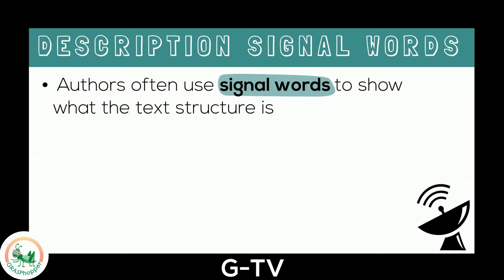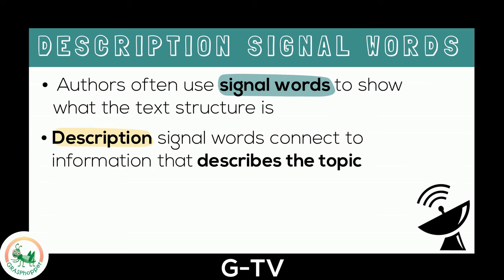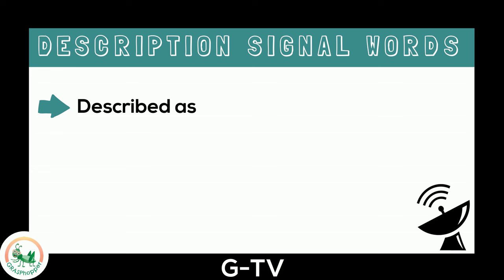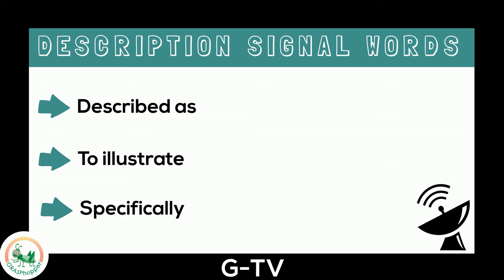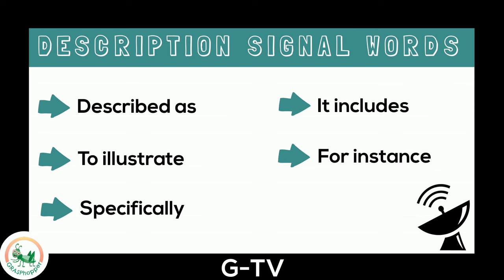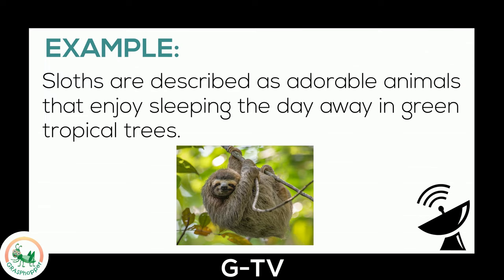Authors often use signal words to show what the text structure is. Description signal words connect to information that describes the topic. Here's some signal words you may see for description: described as, to illustrate, specifically, it includes, and for instance. In this sentence, the author used the signal words described as to connect to details about sloths.